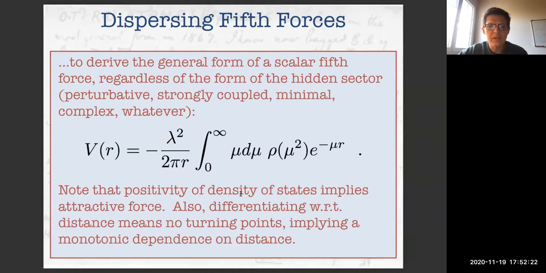Furthermore, the positivity of the density of states here implies always an attractive force. So there are no scalar operators you can cook up that will give you a repulsive force, so long as they satisfy the postulates of quantum field theory. Furthermore, you can differentiate it and you see that there won't even be any turning points. You can't get a scalar force from scalar operators that gets weaker and stronger, or stronger and weaker. It will always get weaker.